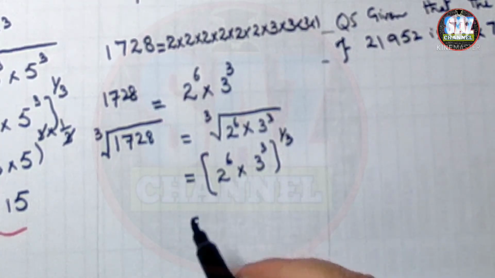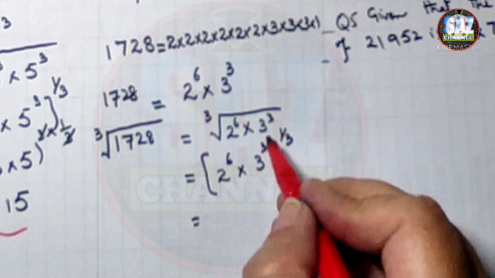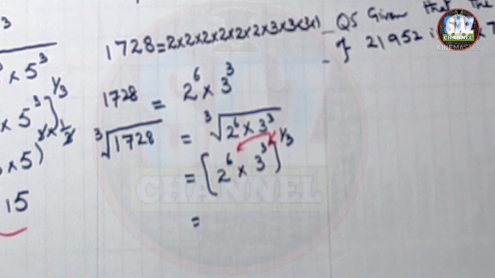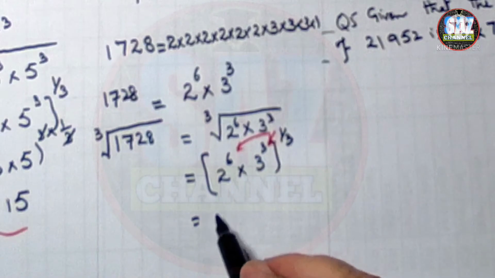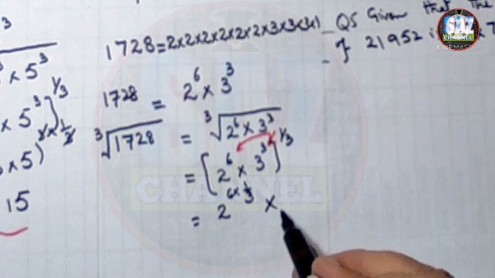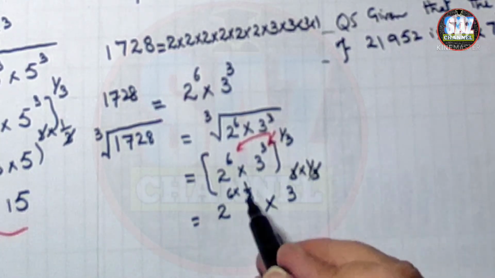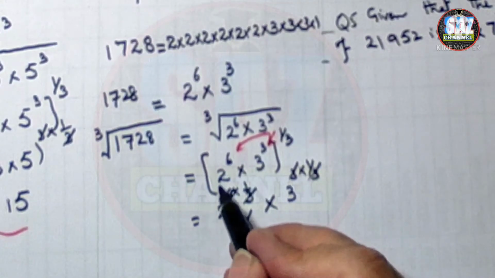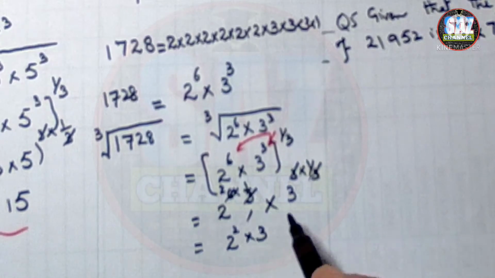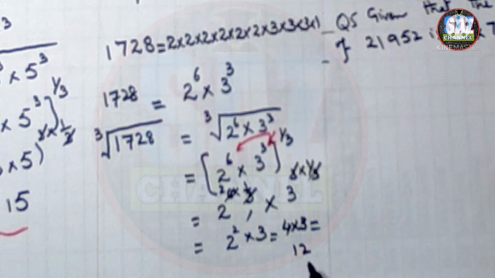Now look, this outside index is the index of every factor inside the bracket. So what we can do is write it in the form 2 raised to power of 6 multiplied by 1 by 3 times 3 raised to power of 3 multiplied by 1 by 3. This goes, 3 ones are and 3 twos are. 2 square multiplied by 3, which is equal to 4 multiplied by 3, which is equal to 12.